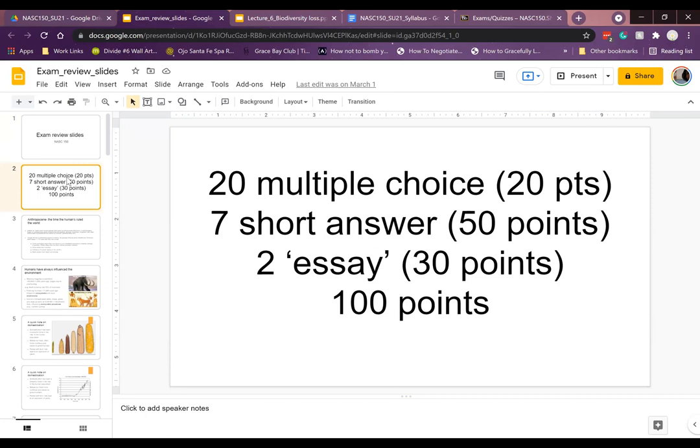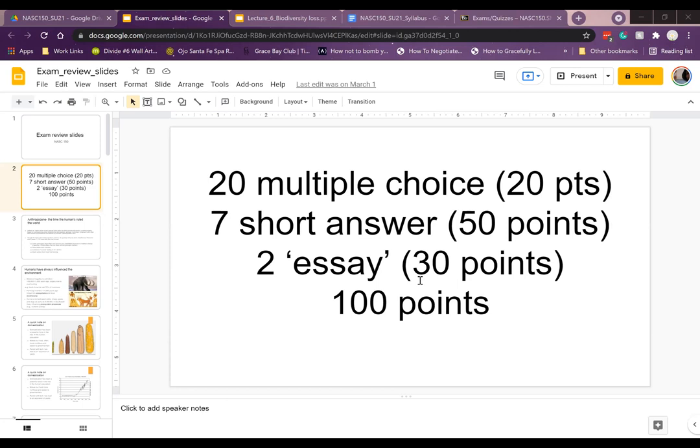Now, if we look at the slide here, we have 20 multiple choice questions, 7 short answer questions, and 2 essay questions, giving you a grand total of 100 points or 25% of your grade. So it is worth a bit of your grade, but it is fully open notes, technically open book, but you don't really have a book, fully open internet. So you have all the resources at your hand to use.